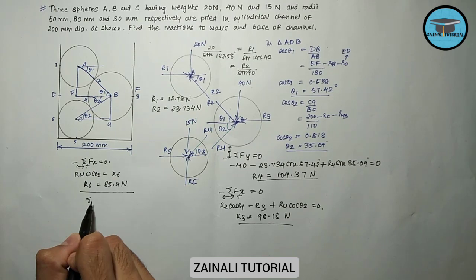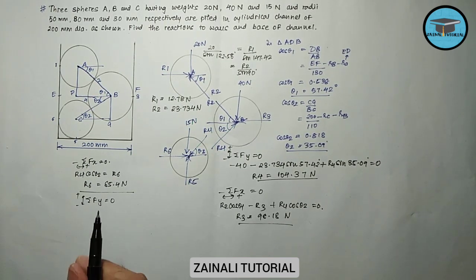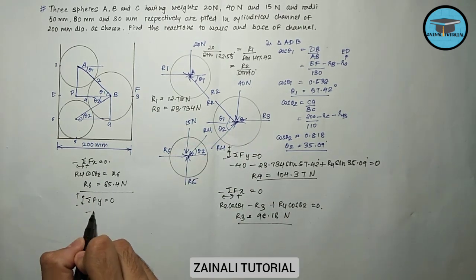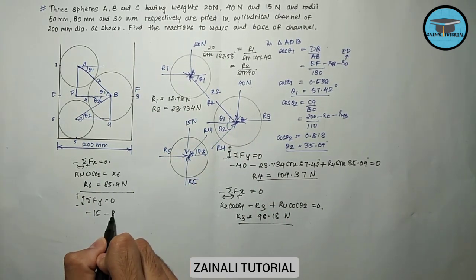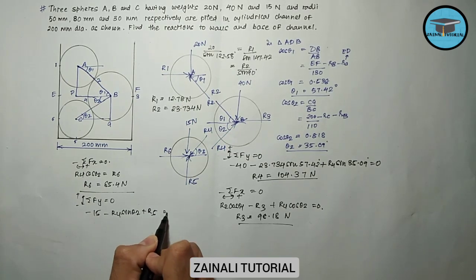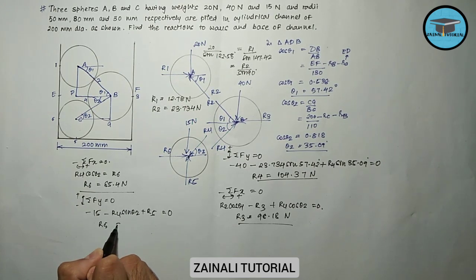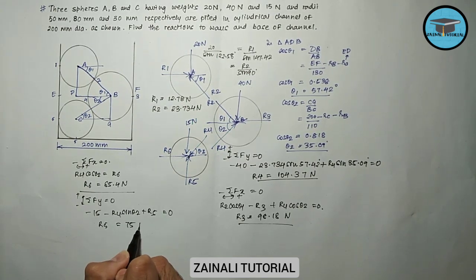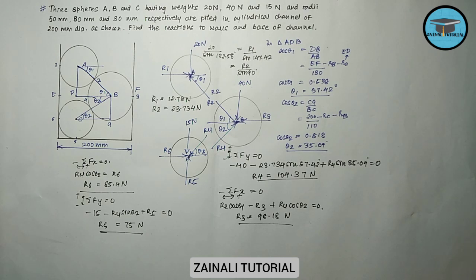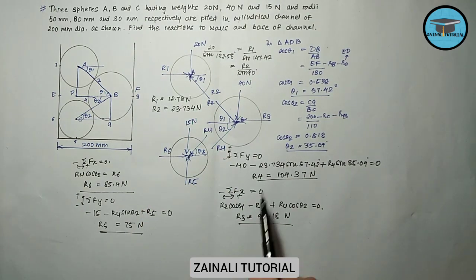Similarly, applying the other equilibrium condition, that is sigma Fy equals to 0, and the sign convention be like this. So minus 15 minus R4 into sine of theta 2 plus R5 is equals to 0. R4 is known, theta 2 is known, so we can determine the value of R5 as 75 Newton. So we have determined the reactions at the walls and the base of the channel as R1, R2, R3, R4, R5 and R6.